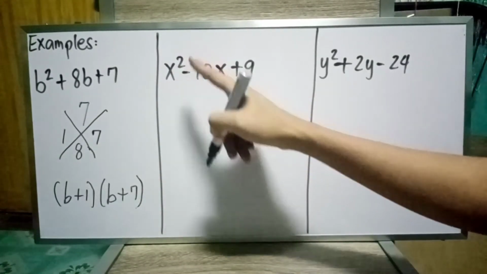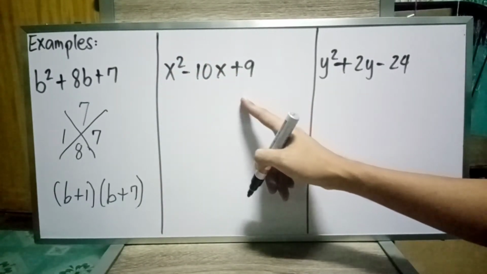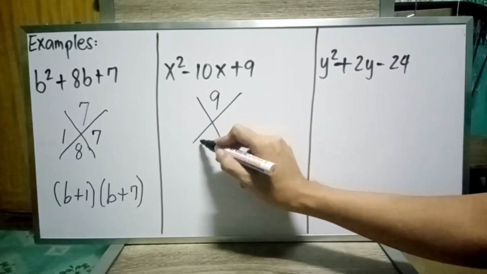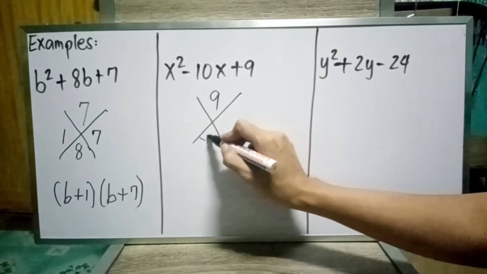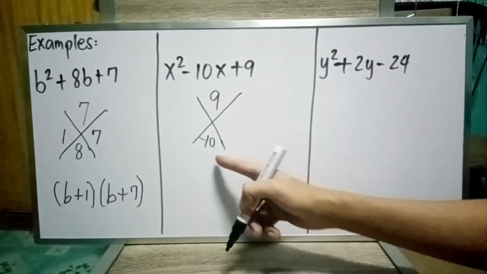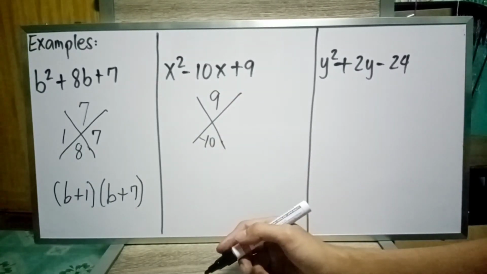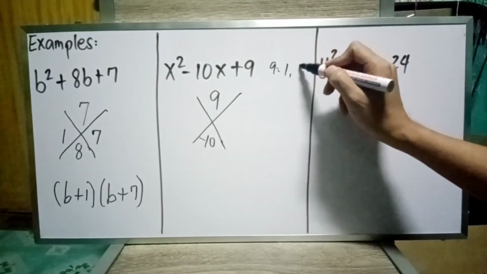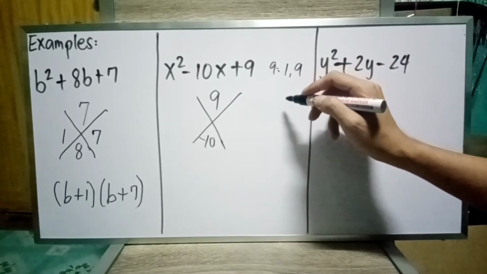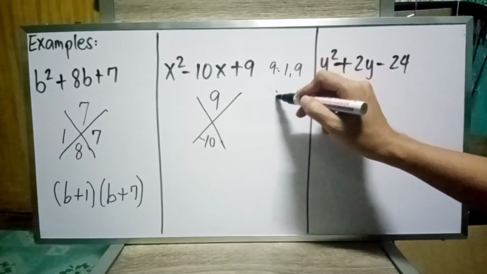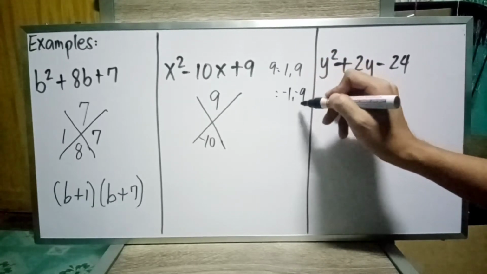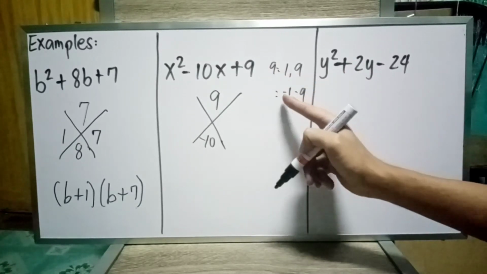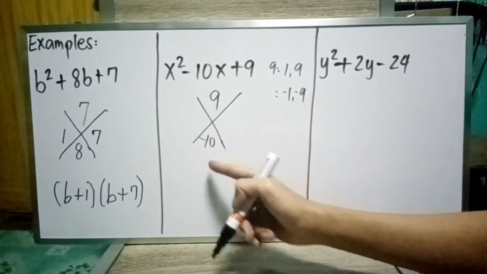Next, x squared minus 10x plus 9. So get the constant, and then the coefficient of x, which is negative 10. Factors of 9 that will give you negative 10. So 9, it can be 1 and 9. It can be negative 1 and negative 9. So negative 1 times negative 9, that is positive 9. Negative 1 plus negative 9, that is negative 10.